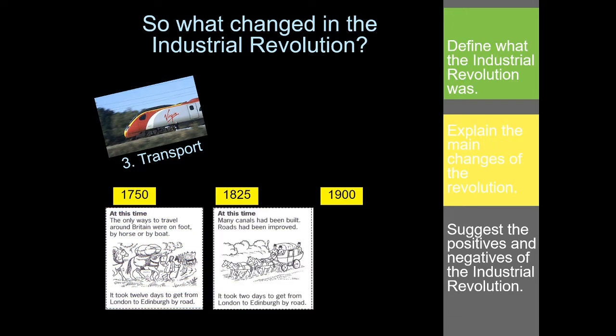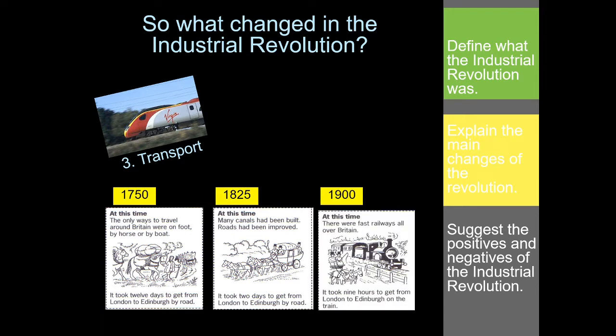Okay, so at this time in 1825, many canals were built. Roads had been improved. It took 2 days to get from London to Edinburgh, so that's a big decrease from the 12 days in the past. Canals were really useful as well because you could put so many things on the canal boats, much more than a horse could carry. You could fill them up to the top if you're sending coal or whatever you're sending down the canal. You could send much more by boat rather than by the horses that would have had to pull it in the past.